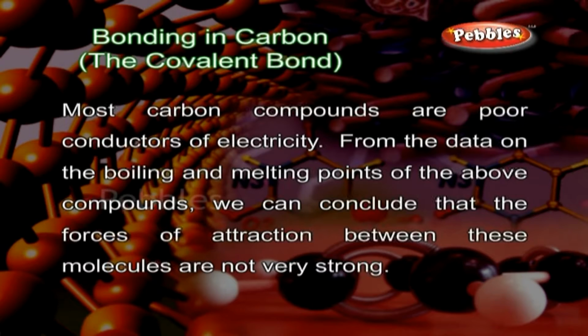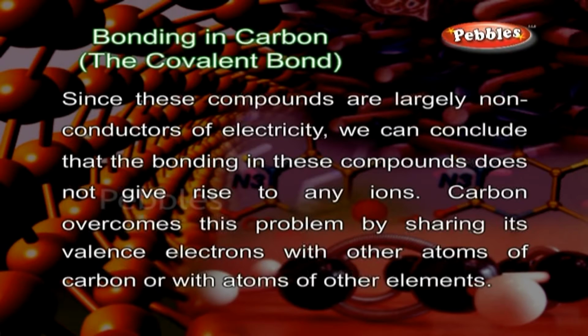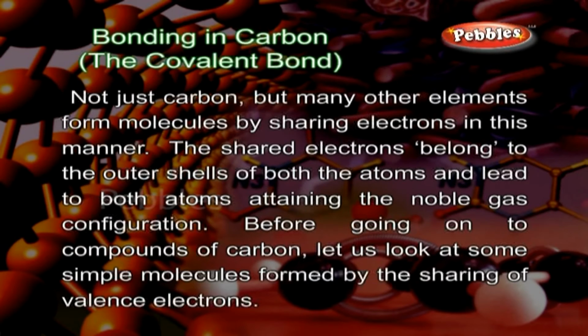From the data on the boiling and melting points of the above compounds, we can conclude that the forces of attraction between these molecules are not very strong. Since these compounds are largely non-conductors of electricity, we can conclude that the bonding in these compounds does not give rise to any ions. Carbon overcomes this problem by sharing its valence electrons with other atoms of carbon or with atoms of other elements. Not just carbon but many other elements form molecules by sharing electrons in this manner.